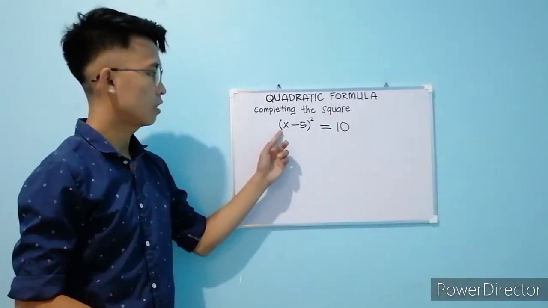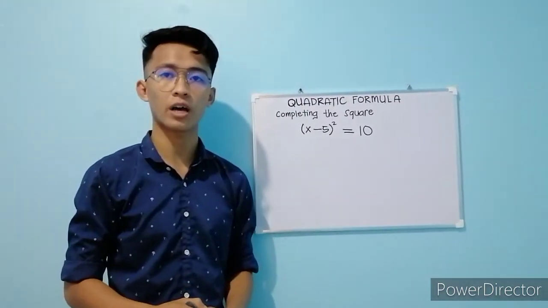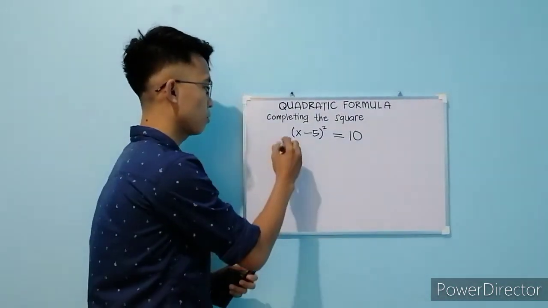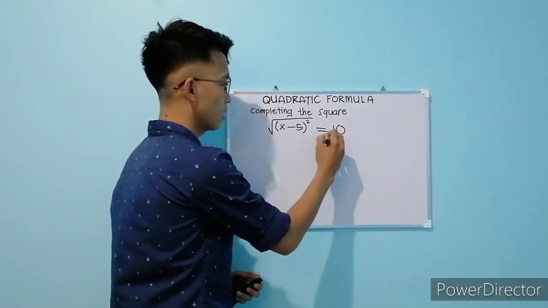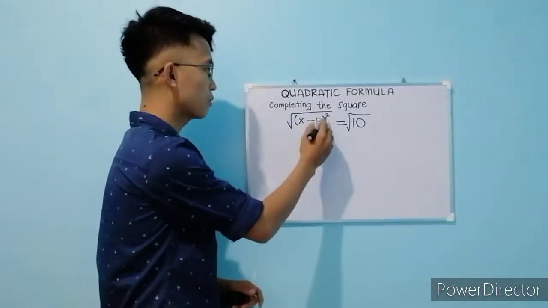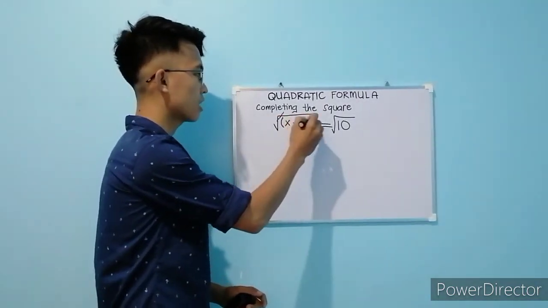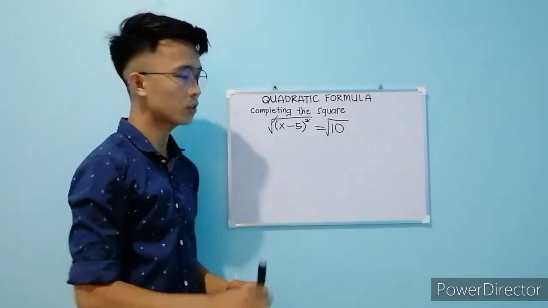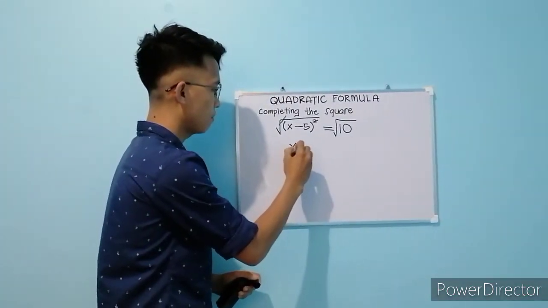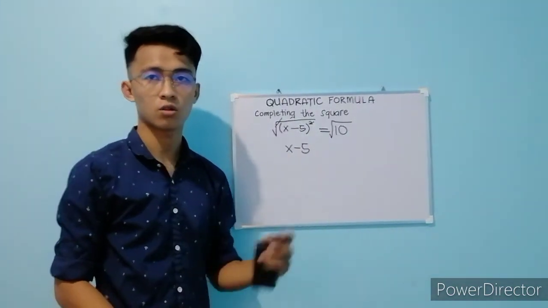So what's next? The next step is to take the square root of both sides, since we need to find the roots of the quadratic equation. Since we have the square of a binomial and we have a square root, we can cancel this out. So after canceling that out, what's left? We have x minus 5 as our equation on the left side.